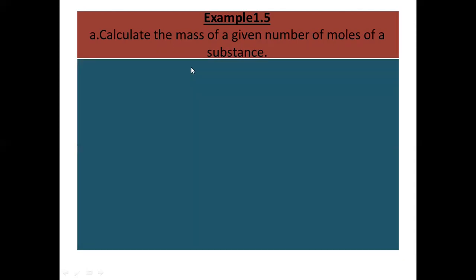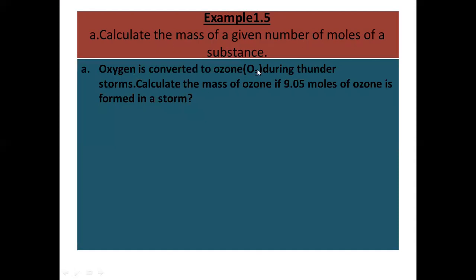So the first question is: oxygen is converted to ozone. Oxygen is an O2 molecule and ozone is an O3 molecule. Both are allotropic forms of each other. During thunderstorms, calculate the mass of ozone if 9.05 moles of ozone is formed in a storm. The number of moles given is 9.05 and we have to find out the mass. So the data is: number of moles given is 9.05 moles. Mass of ozone we have to find out.